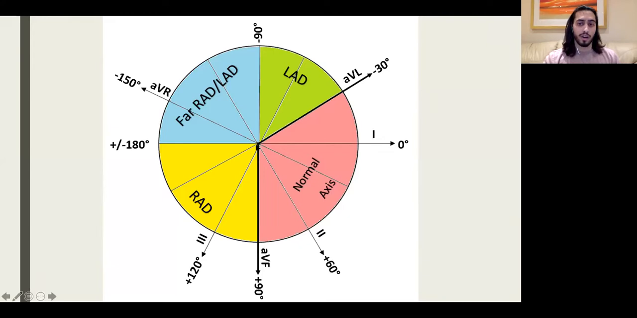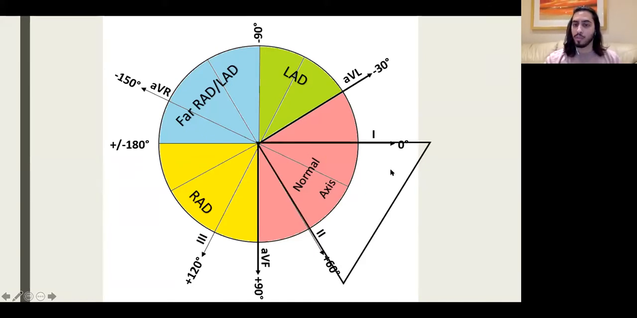We know that lead 1 goes from here all the way to the left side because we're looking to the left. We know that lead 2 goes from here all the way to the bottom and we're looking inferiorly. But where's our triangle? Well, we just got to remember that that triangle's still there, and this is called Einthoven's triangle. This is lead 3. Lead 3 is going from here all the way down and we're looking up.